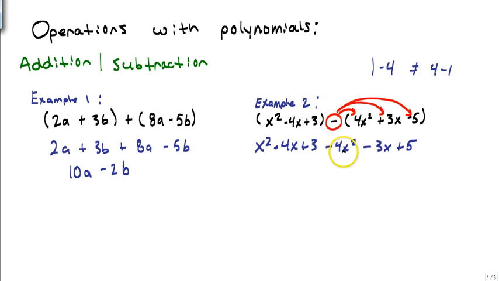I've got x squared and negative 4x squared, so that's negative 3x squared. I've got negative 4x and negative 3x, so that's negative 7x. And I've got 3 and 5, so that's plus 8. So when I have one trinomial minus another, I get negative 3x squared minus 7x plus 8. Addition and subtraction, not that bad.